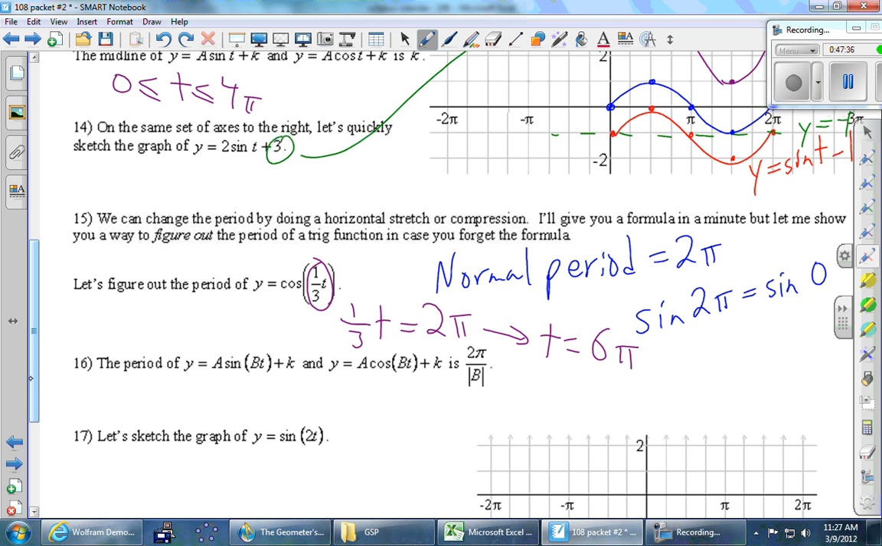Okay, so in general, what did we do? We multiplied by 3. Said another way, we divided by 1/3. In general, the formula is here in number 16. Using the formula, if you just like formulas, it's 2 pi divided by the absolute value of b. b is the number touching the t. How much was b in our example? It was 1/3. So we're taking 2 pi and dividing it by 1/3. Absolute value, because if it's negative, you just make it positive right away. And 2 pi divided by 1/3 is the 6 pi that we got before. So that is the period.